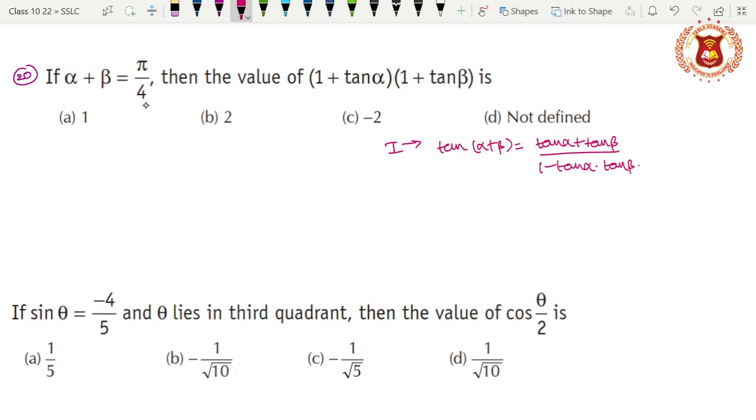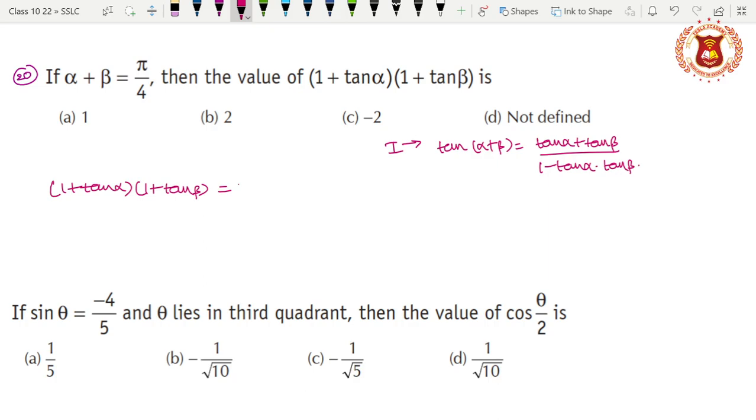Now, again, based on this tan(alpha plus beta) identity, it is given that alpha plus beta is equal to pi by 4. Now remember, let us solve this problem by multiplying these two terms: 1 plus tan alpha into 1 plus tan beta. Let us multiply these two terms here.